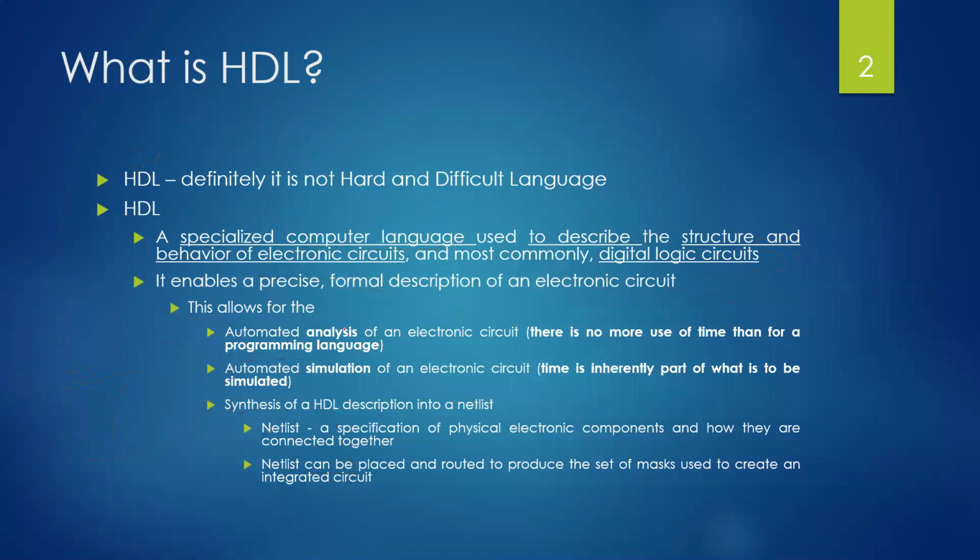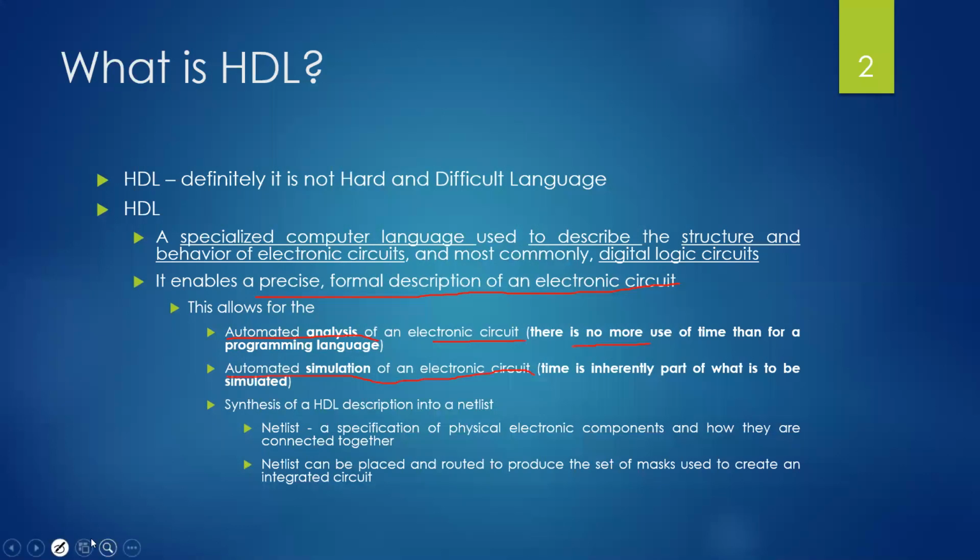So apart from this, let us see why it is helpful if I go for such a language, that is HDL. It allows us to have automated analysis of the entire electronic circuit. I'll come to this statement later. And next, it allows us automated simulation of the electronic circuit. When you're dealing with the experiments, there you will understand actually what is happening when you're doing analysis and what is happening when you're dealing with simulation.